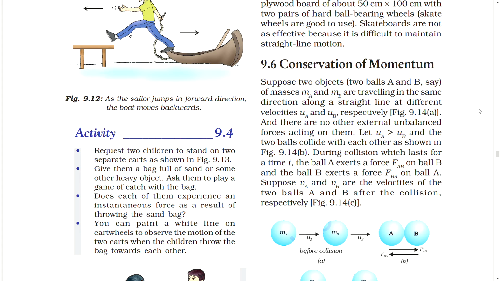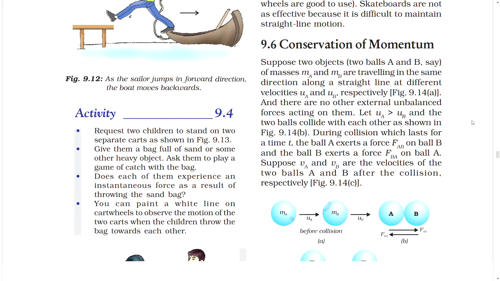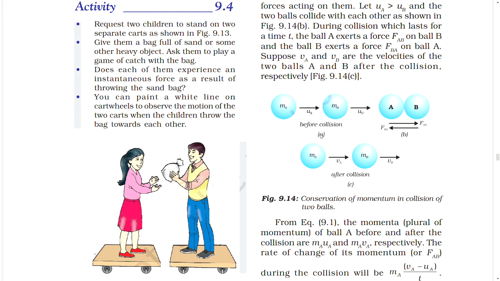Suppose vA and vB are the velocities of the two balls A and B after the collision respectively, figure C. Figure: A, before collision, mA, mB, uA, uB; B, FAB, FBA; C, after collision, mA, vA, mB, vB. Figure: conservation of momentum in collision of two balls.